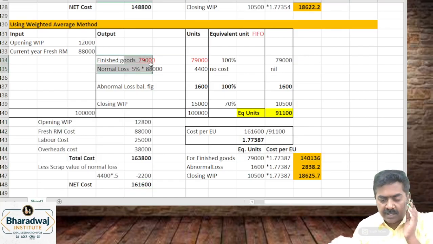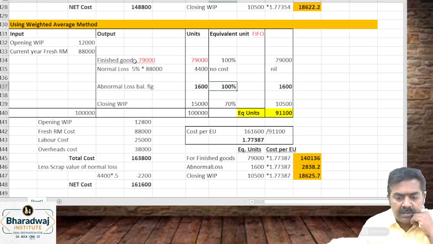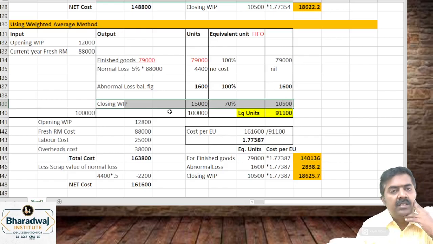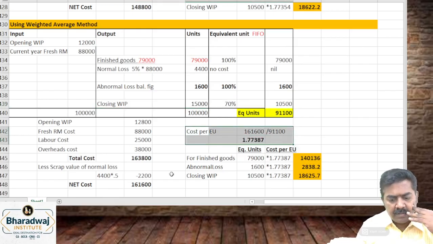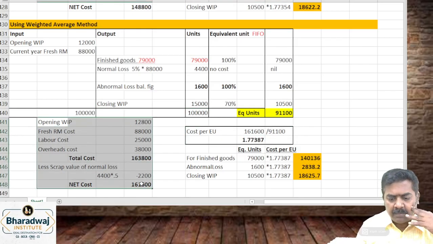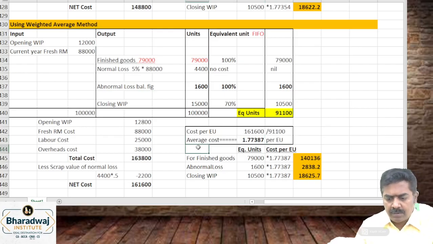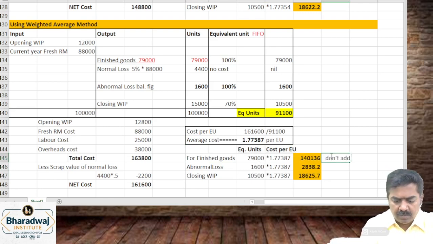So finished goods transferred, we take 100% completion. Normal loss, no cost is assigned. Abnormal loss as usual now. Closing stock, 70% complete. So we work out cost per equivalent unit including the opening WIP. That is why it is called as what? Average cost. Don't add which one? Opening WIP.